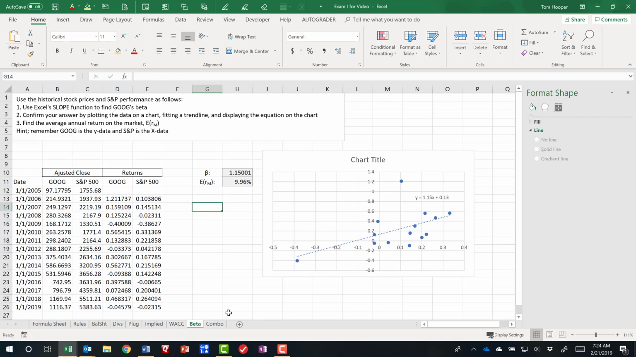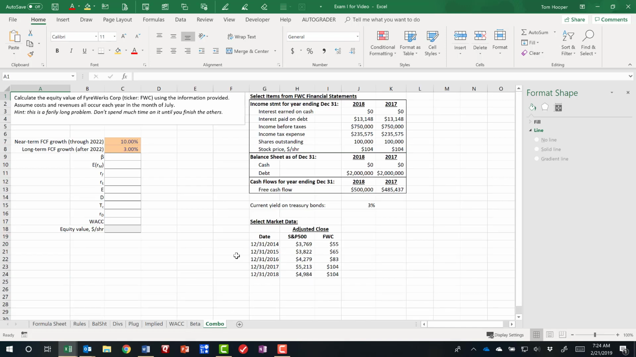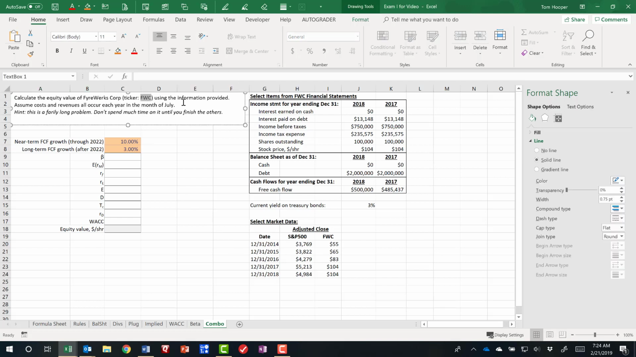So we are 23 minutes into the quiz, and now we've got this dreaded long problem at the end. Calculate the equity value of this ticker symbol FWC using information. There's a lot of information provided. Assume costs and revenues all occur each year in the month of July. Ooh, there's a big hint. Mid-year discounting. This is a fairly long problem. Don't spend much time on it until you finish the other. That's a good idea. We've finished the others, so good.